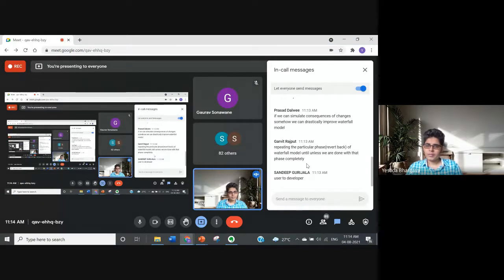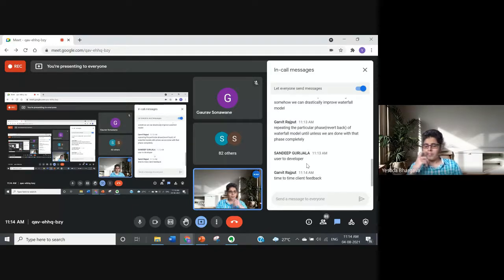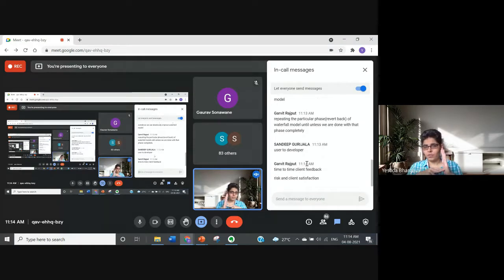Garvit says that we could repeat a particular phase of the waterfall model until we are done with that phase. But on what basis would you repeat the particular phase? What do you mean exactly by repeating the phase? Unless and until you're confident that you are done with that phase. So whenever we compare that we are done, there is always a comparator. So on what particular risk and client satisfaction, or whether or not the software is actually doing what it is expected to do at that particular stage.